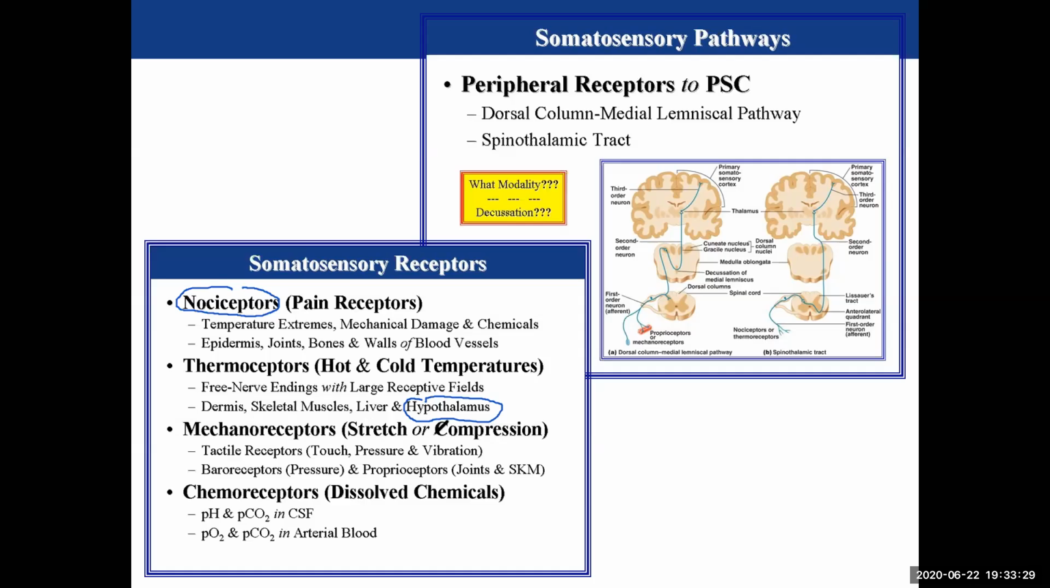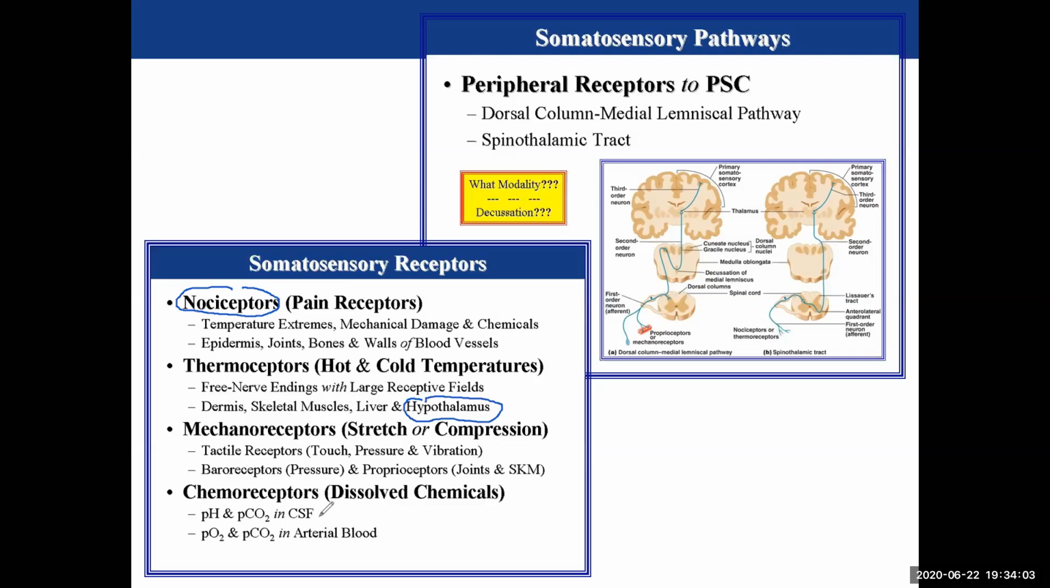Mechanoreceptors detect stretch and compression. So tactile receptors like touch, pressure, and vibration. Baroreceptors and pressure, we're going to come back to them when we talk about the cardiovascular system. And then proprioceptors in joints and skeletal muscles. And chemoreceptors, detecting proton concentration and partial pressure of CO2 in the cerebrospinal fluid. This is for the brain to detect the level of CO2. And we're going to learn that too.